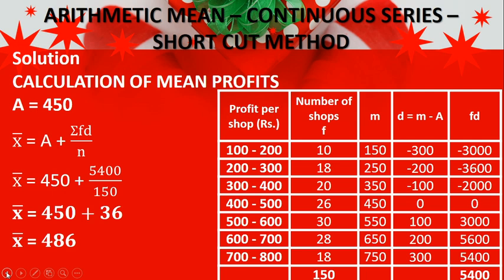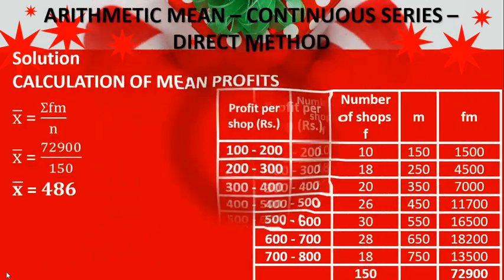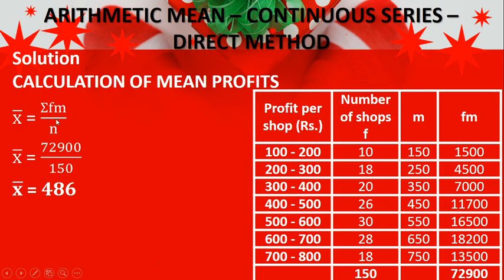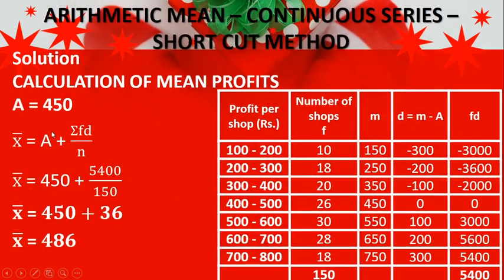If you want, we can go back to the previous method, the direct method. We got the same answer. There it is sigma Fm by N, and we got 486. Now it is A plus sigma Fd by N, and we get 486. This is the shortcut method.